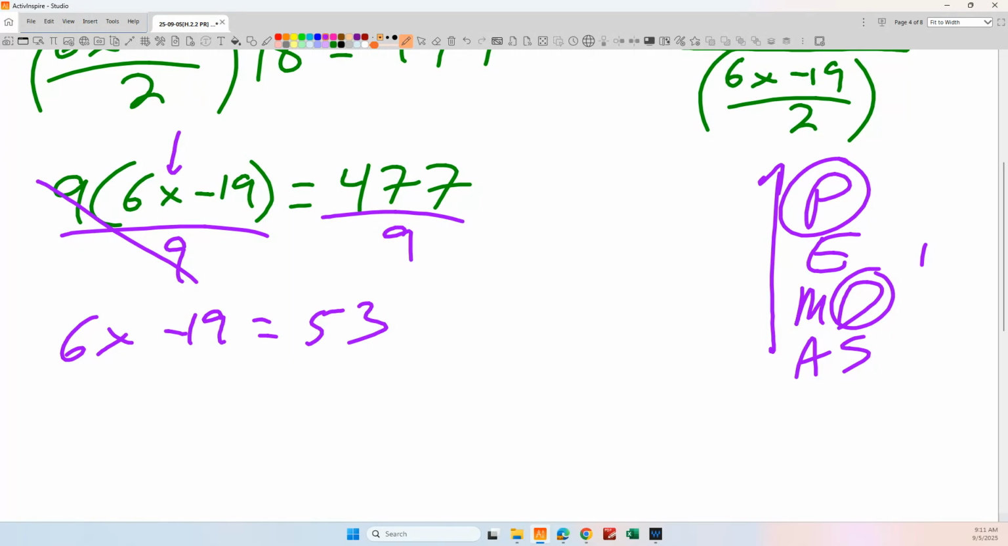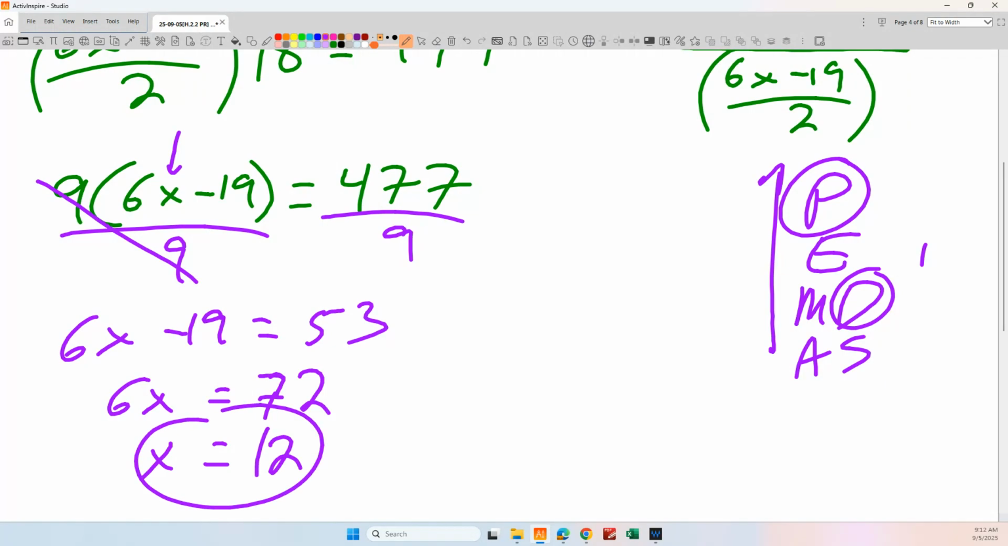Now what? Last two steps in order. Add 19 and then divide by 6. Okay, so 6x equals 72. So what's x? That's supposed to be a 7. 12, there you go. Okay, we done? We solved the algebra, we done?